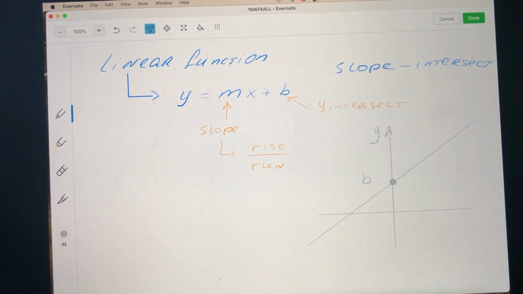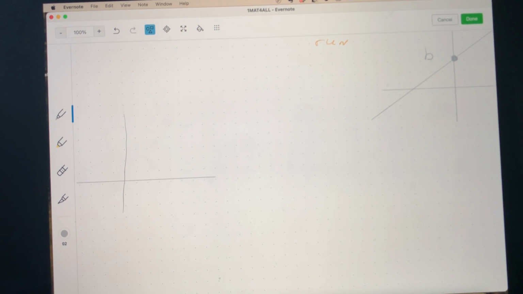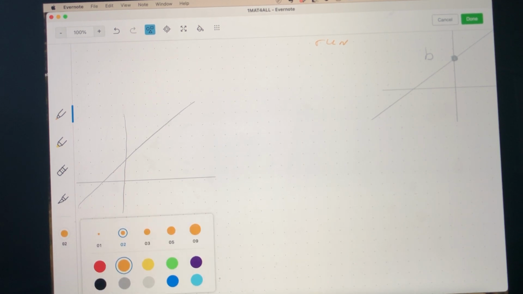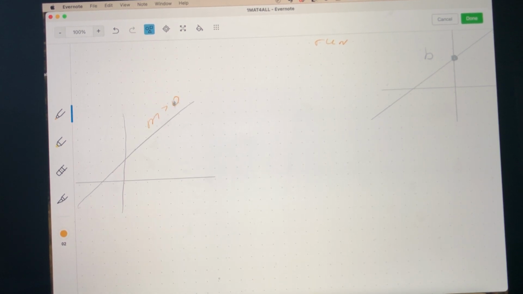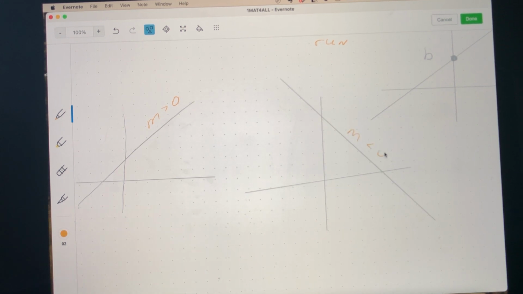So when we look at the linear functions, there will be four main possibilities. Let's look at each one. So here is the first possibility. We could have a line that is going up. If the line is going up, it has a slope that is positive. A second possibility is we could have a line that is going down, and that would have a negative slope. So this is m is negative.